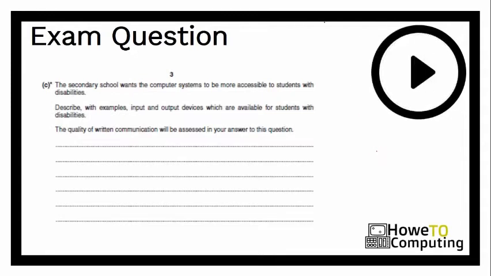Okay, so these are 6-mark questions. We need to make sure we read it clearly. This is asking about the accessibility of technology for students with disabilities. So what type of things could we have to make their use of technology a lot easier? And the key word is describe. This means not just stating it, we need to describe why, and that's the key thing with a 6-mark question. You need to think about point, evidence, and explain.